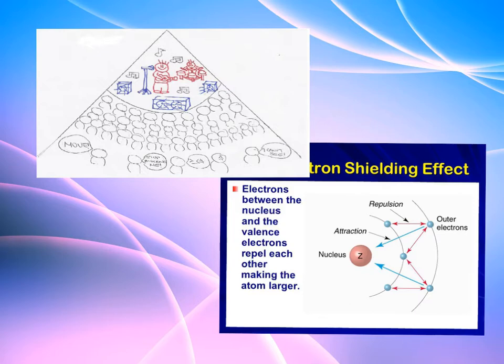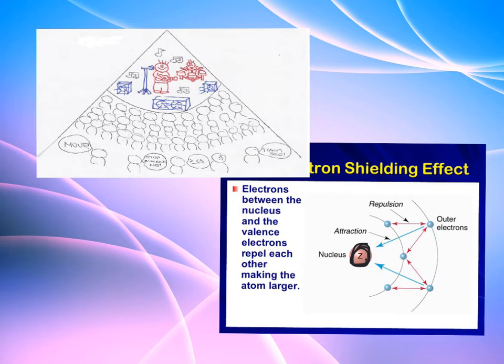So here is the real science version of the shielding effect. You can see in the bottom right, it says the electrons between the nucleus and the valence electrons repel each other, making the atom change. It could make it larger. We're not necessarily looking at a specific trend. But the nucleus has a pull, as we saw in the nuclear charge, and this nucleus is pulling on the outer electrons. Well, it can only pull on the outer electrons when it has a direct path. It's going to pull a little bit less whenever there are other things blocking it.